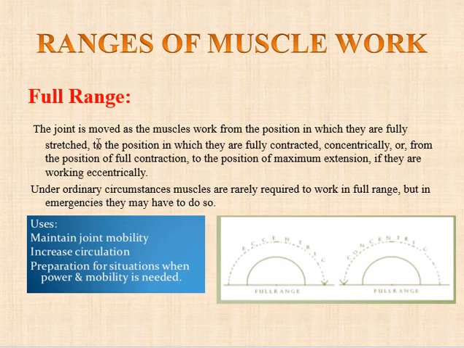Full range. The joint is moved as the muscle works from the position in which it is fully stretched to the position in which it is fully contracted concentrically, or from the position of full contraction to the position of maximum extension if it is working eccentrically. Under ordinary circumstances, muscles are rarely required to work in full range but in emergencies they may have to. Uses: maintain joint mobility, encourage circulation, prepare for situations when power and mobility are needed.